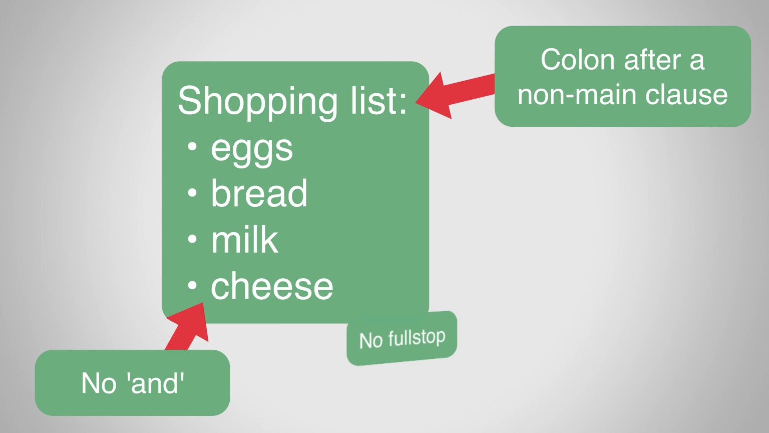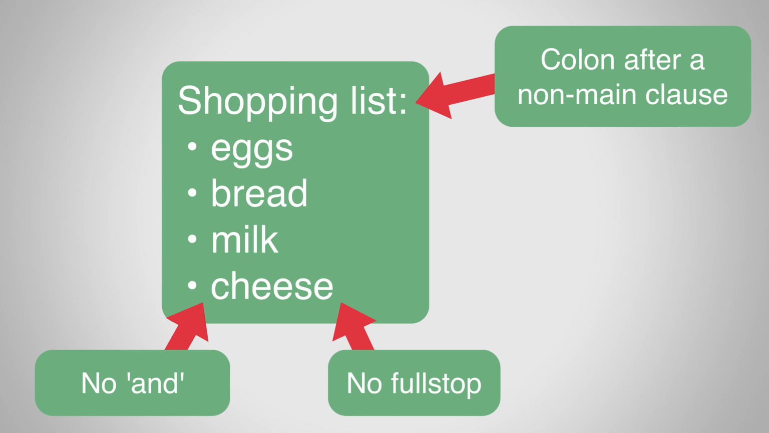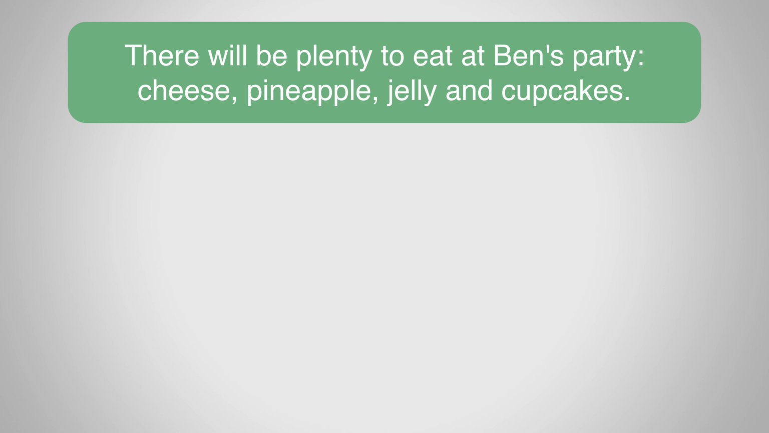Finally, we haven't used a full stop to end the list. Again, this is okay so long as the items in the list aren't full sentences in their own right. Let's keep these rules in mind as we see if we can rewrite this sentence using bullet points. There will be plenty to eat at Ben's party. Cheese, pineapple, jelly and cupcakes.